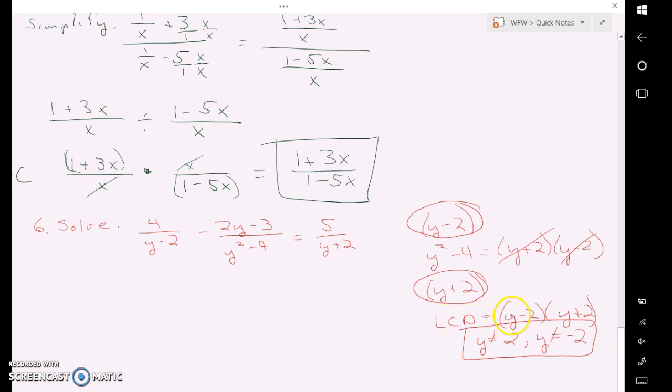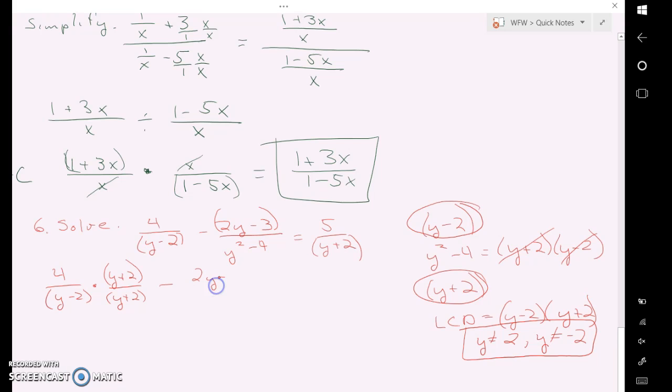Okay, but again, let's look at our least common denominator, y minus 2, y plus 2. Let's write parentheses around all of our binomials. So we have 4 over y minus 2, and we need to multiply that by y plus 2 over y plus 2. We can do that because y plus 2 over y plus 2 is 1. We can multiply anything by 1, and it enables us to get the denominator we want.